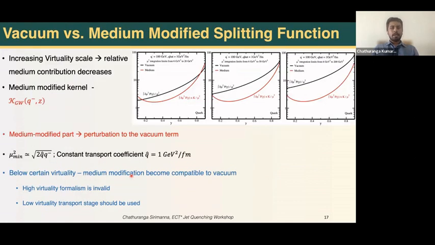Before going into the comparison, let's talk about vacuum versus medium modified splitting functions. As shown in these graphs, from left to right, we increase the virtuality scale, and the relative medium contributions decrease. Because of that, we can say that the medium modified part is a perturbation to the vacuum term. But at low virtuality, the medium contribution can be comparable to the vacuum. Therefore, the high virtuality formalism is invalid, and one needs to use a low virtuality transport description.